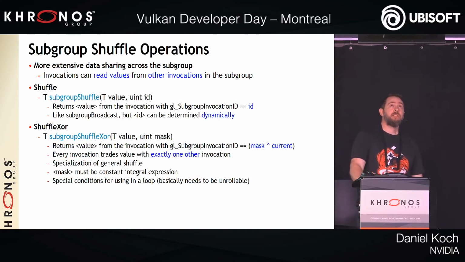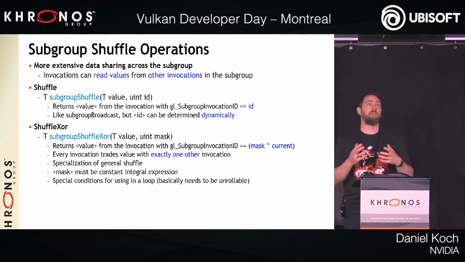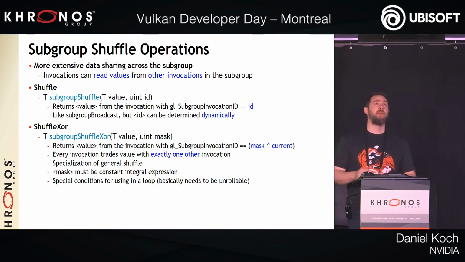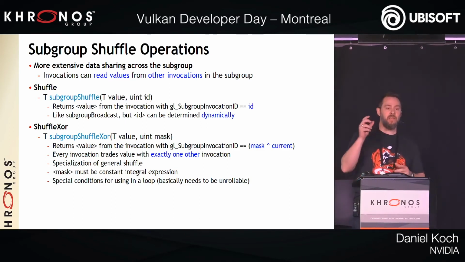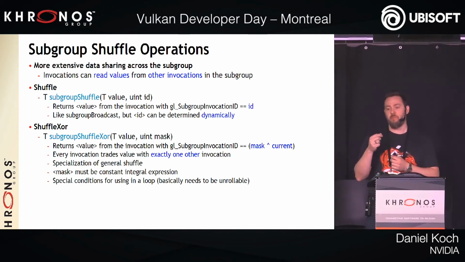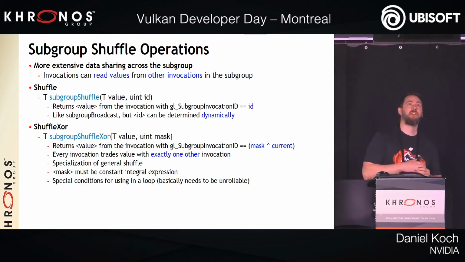Subgroup shuffle operations. These are a more extensive way of doing data sharing across the subgroup. Basically, it allows an invocation to read the value of a variable from another invocation. So if I do subgroup shuffle, you can specify the ID you want to read this value from. This is very similar to the subgroup broadcast, except that the ID can be determined dynamically. So it doesn't have to be a compile time constant in this one.